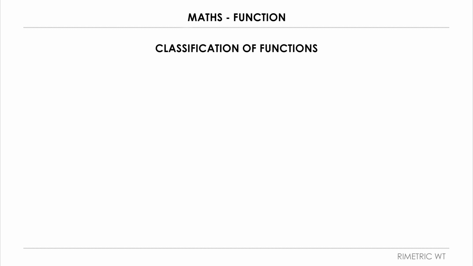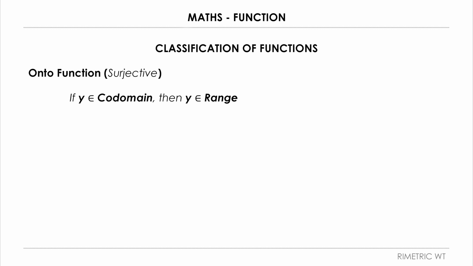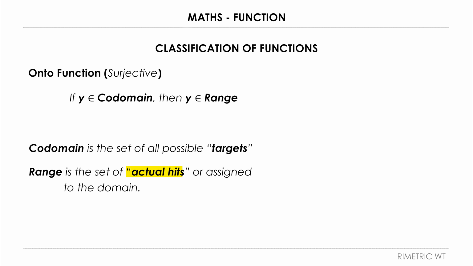Next, let's think about onto functions, also known as surjective functions. A function is onto if every single element in the codomain is the image of at least one element from the domain. This is where the distinction between range and codomain becomes really important. The codomain is the set of all possible targets, while the range is the set of actual hits. A function is only onto when the range equals the codomain. If there are any lonely elements left unmatched in the codomain, the function is not onto.